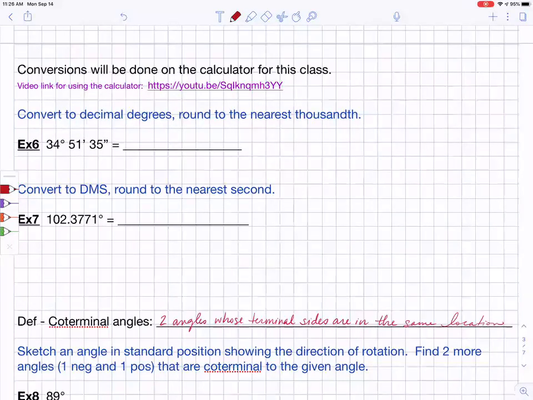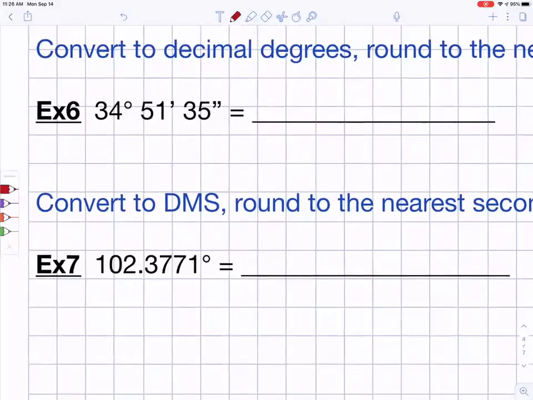Okay, so then what I want you to do, because I'm not going to teach it to you since I've already provided a video for you, I want you to teach me. I believe that the link went both directions. So look at number 6, convert to decimal degrees, round to the nearest thousandth. Okay, so tell me, how do I do this in my calculator? What do I do first?